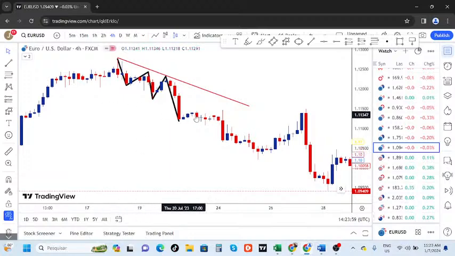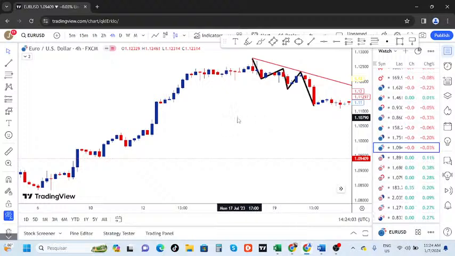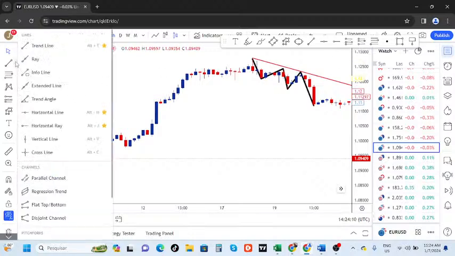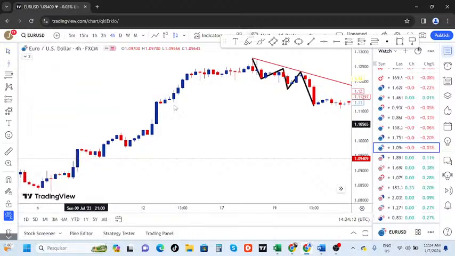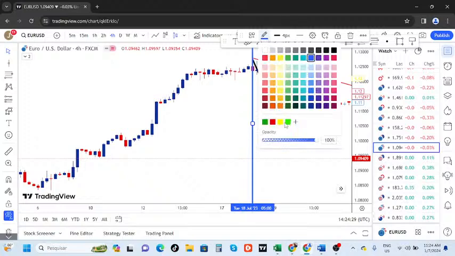Now let's go back in time and look at the daily. What is the daily saying? We're going to take a vertical line to look at the date. It was the 18th of July 2023, around 5 p.m. or 5 a.m., I don't know. So this was what happened. Now let me change the color to yellow.